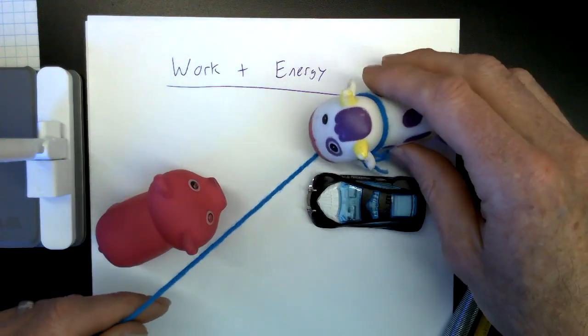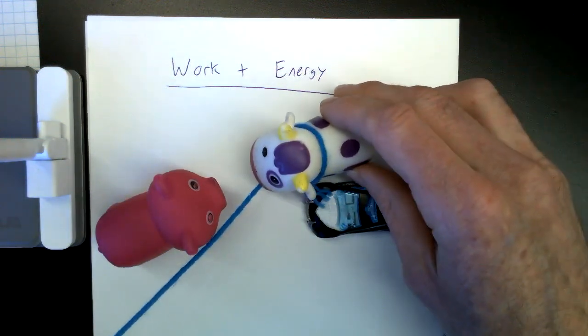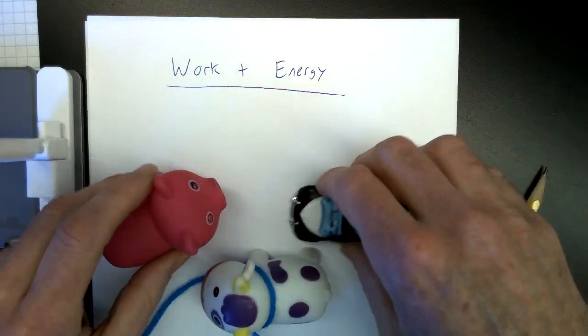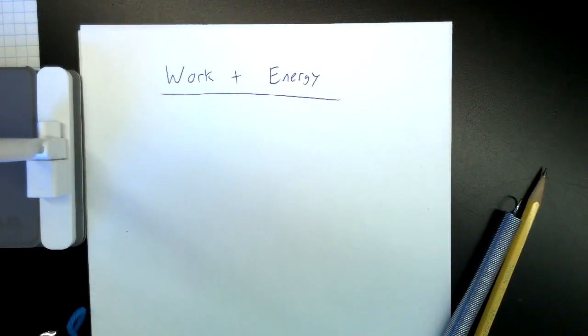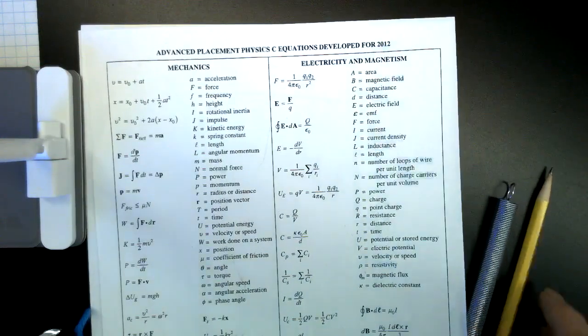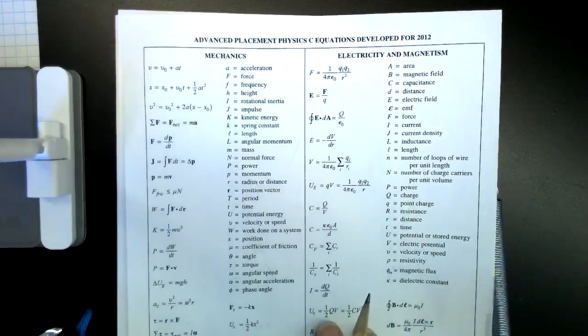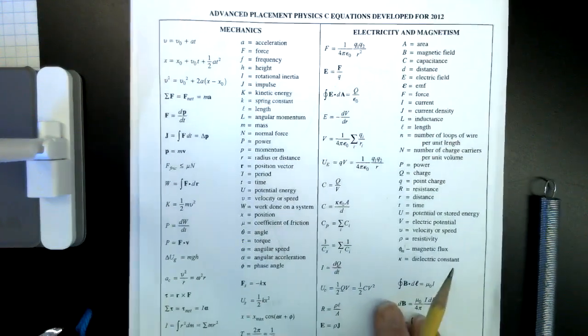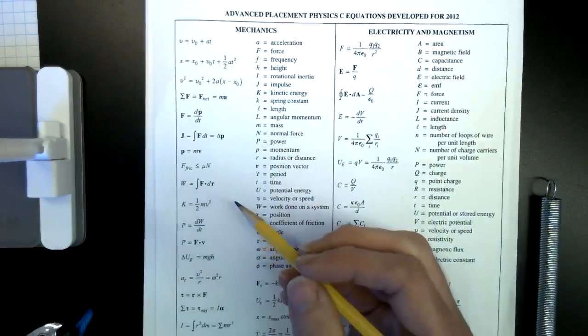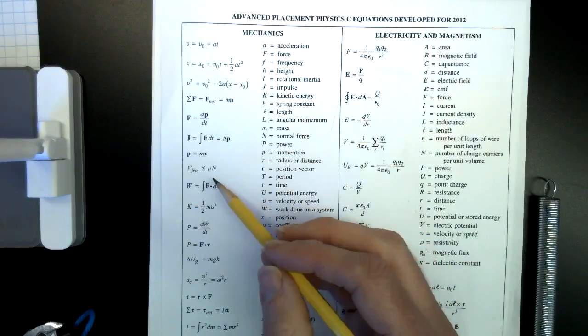Or if we're applying forces to things to speed them up and slow them down, work and energy is the way to go. I'm going to pull up the AP equation sheet here just to show you where we're looking at here. And it seems pretty daunting. We haven't looked at this in a while, but I want to show you some of the formulas we're going to be working with, so to speak.